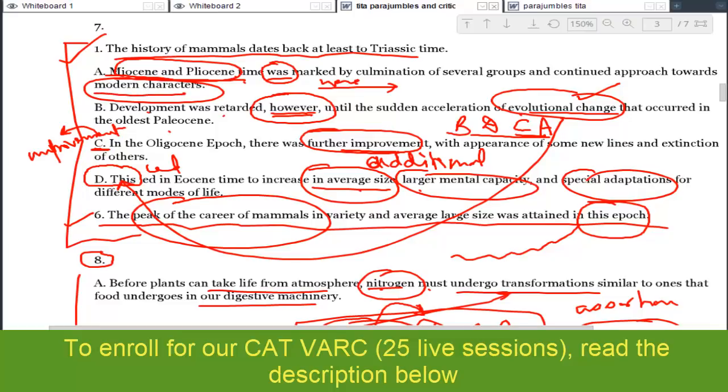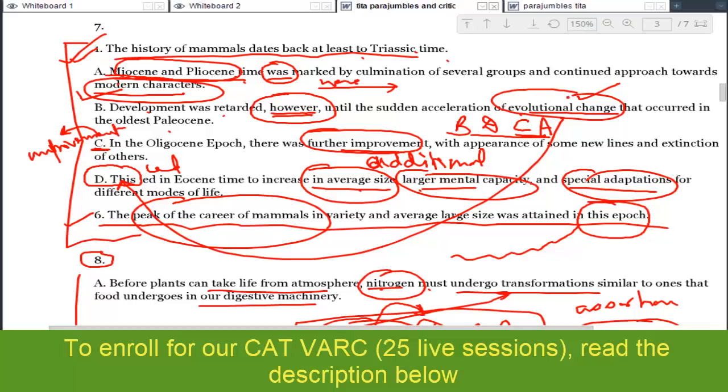Why first can't be the starting sentence? In fact, first is the starting sentence. The history of mammals dates back to at least Triassic time. After this, you will have a statement. Why not 1A? 1A, it cannot be there because when you have modern characters in A, then after modern characters, how can you have average size, larger mental capacity, special adaptation?